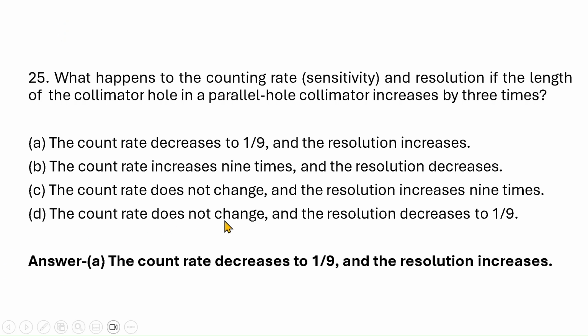So if the length of the collimator hole is increased, as I already discussed, for best resolution we have to increase the length. So resolution will increase, but the count rate will decrease by a factor of 1/9. It will follow the inverse square law. If the hole length is increased 3 times, the count rate will decrease by a factor of 1/9 and resolution will increase.